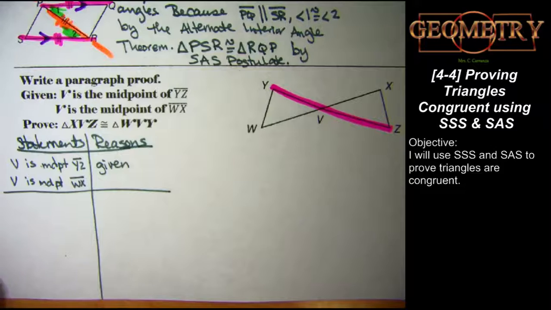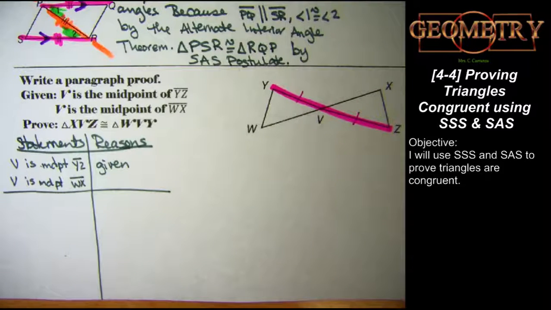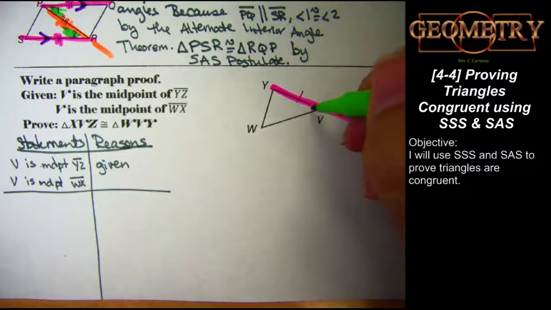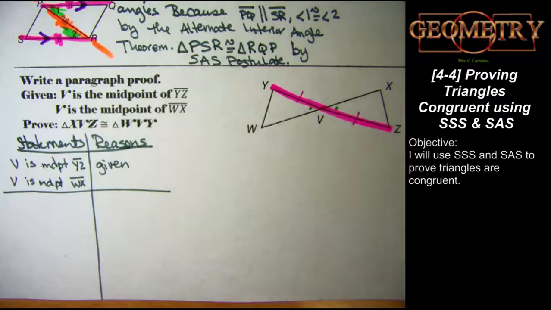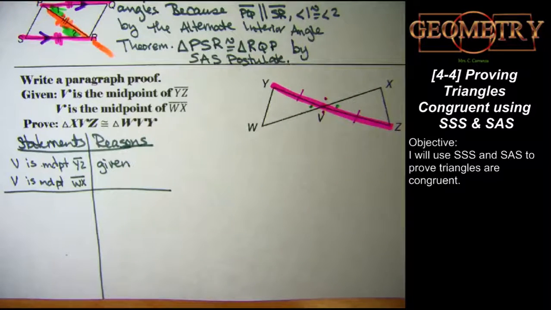If V is the midpoint of YZ, what's true about either side of V? They're congruent. Also, aren't they vertical angles? We're going to create some vertical angles. You're already noticing that. This one and this one, and this one and this one. So that would make their angles congruent as well. All right, slow down. Let me get there. You're absolutely right. Just let me get there.